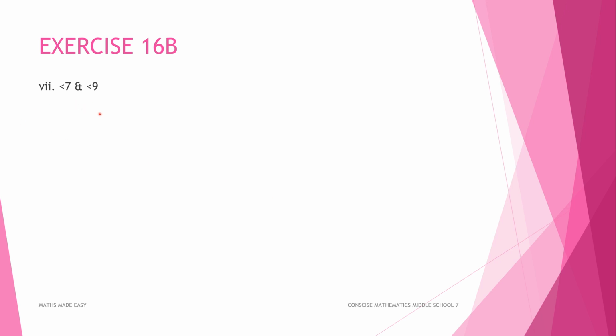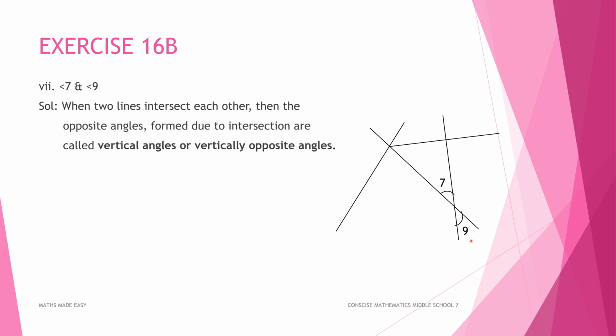Seventh question, angle 7 and angle 9, we need to find the relation between them. Here is angle 7, here is angle 9, right? Here two lines are intersecting each other and angles are formed between them. See, look here, angle 7 and angle 9 are just opposite to each other, right? In this intersection they are just opposite to each other, so it comes under vertically opposite angles. So angle 7 and angle 9 are vertically opposite angles. By looking at it we can understand both are just opposite to each other.